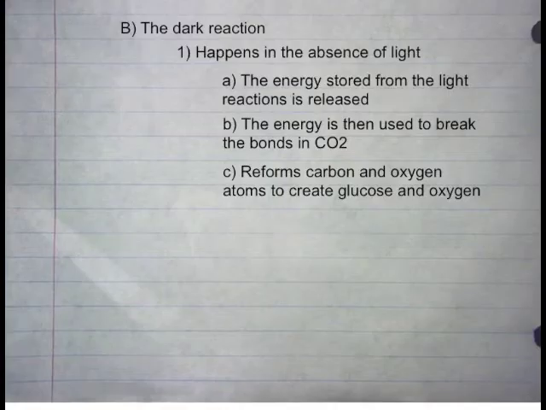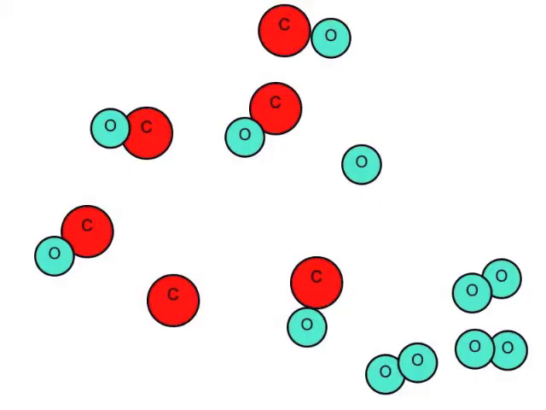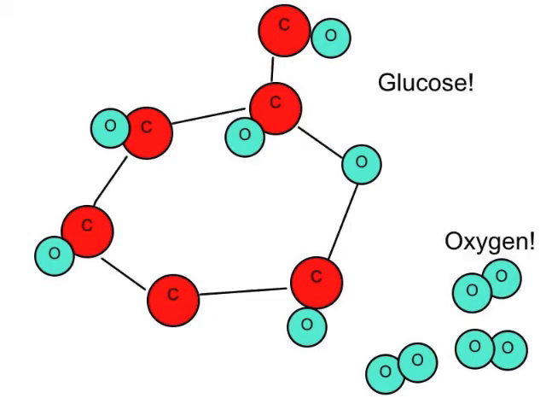The carbon and oxygen atoms are reformed to create glucose and oxygen. Here is a diagram of the carbons and oxygens being rearranged. Then, bonds are placed in, forming glucose and oxygen.